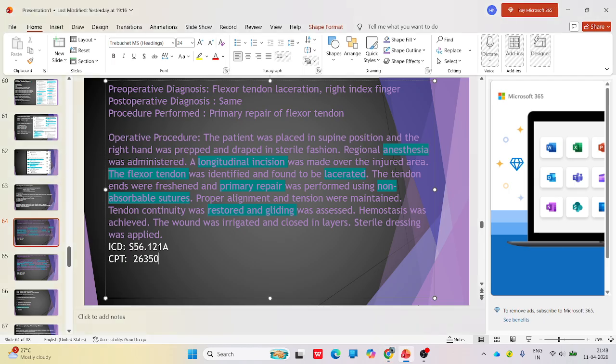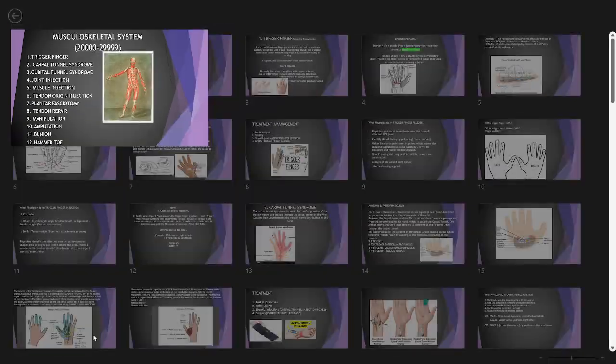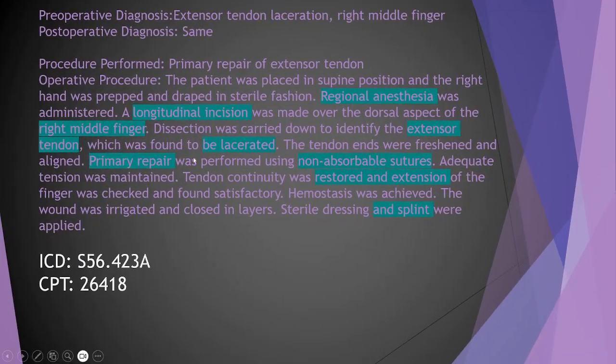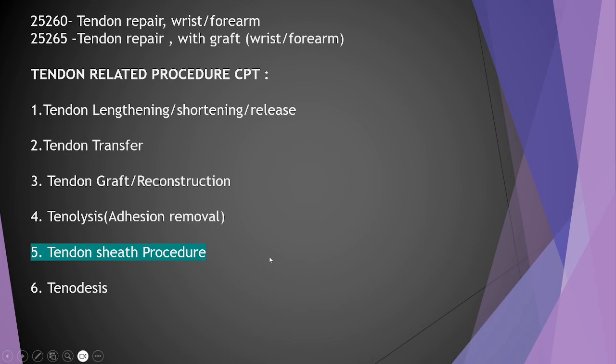Okay, now coming to the next topic, that is the 65 number slide. So these are the tendon repair CPT codes, that is for the wrist or the forearm, with graft or without graft. So we'll study the tendon related procedure CPT also. We have already covered the tendon sheath procedure in my previous video. And we'll discuss the tendon lengthening, tendon transfer, tendon graft, and the tenolysis and the tenodesis.